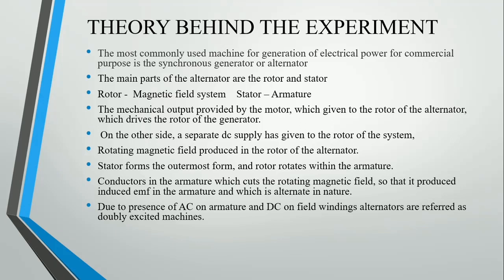The stator forms the outermost part, and the rotor rotates within the armature. The conductors in the armature cut the rotating magnetic field at every instant, so an induced EMF is produced in the armature, which is alternating in nature. Due to the presence of AC on the armature and DC on the field windings, alternators are commonly referred to as doubly excited machines.